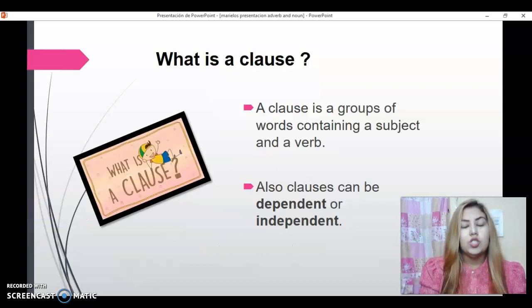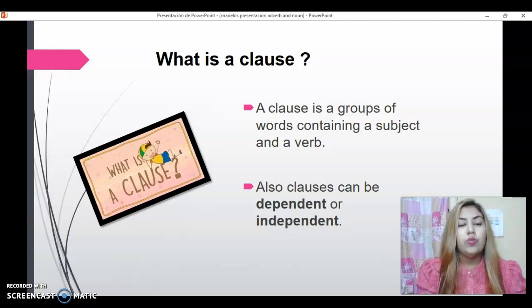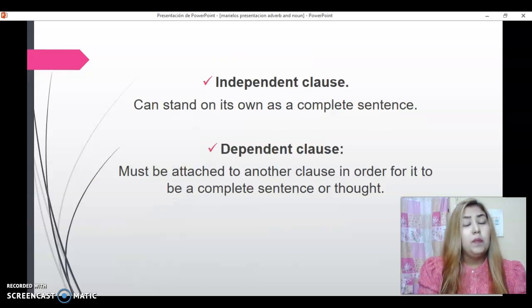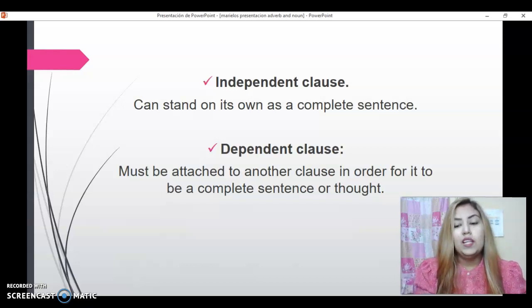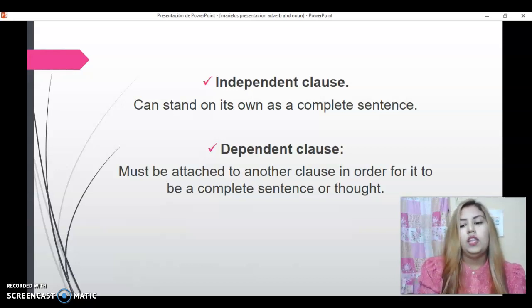First, what is a clause? A clause is a group of words containing a subject and verb. Also, clauses are dependent or independent. An independent clause can stand on its own as a complete sentence or as a complete thought. And a dependent clause must be attached to another clause in order for it to be a complete sentence or a complete thought.